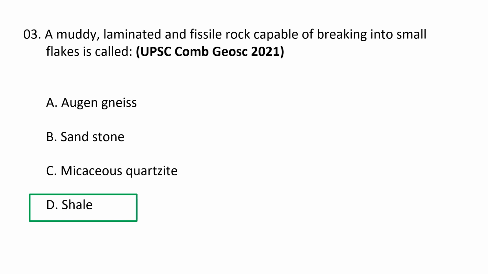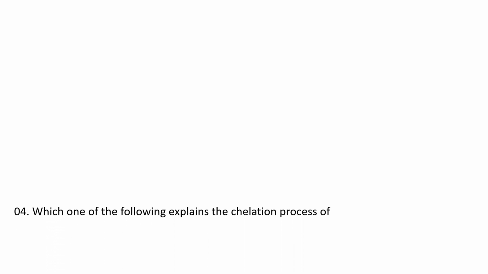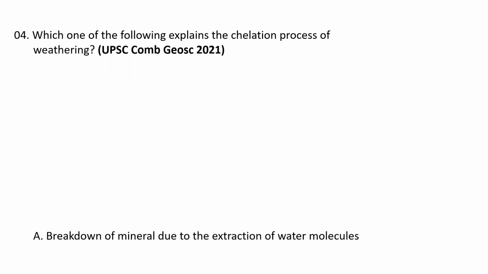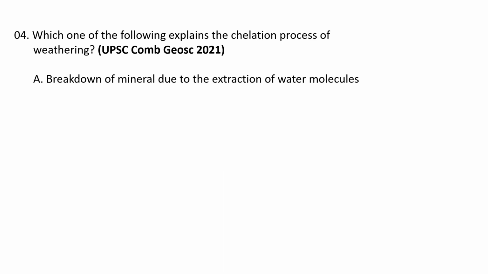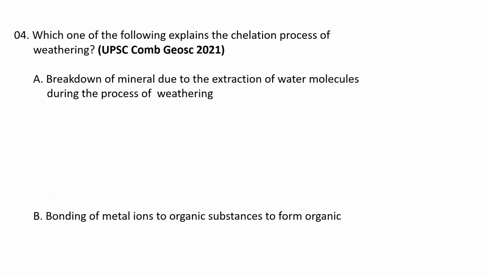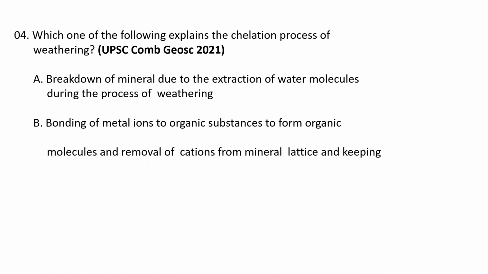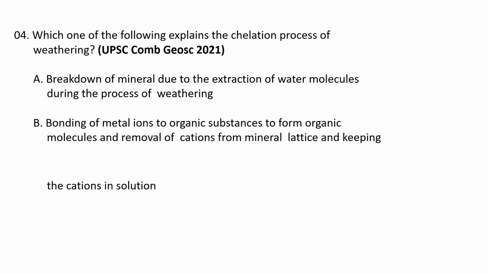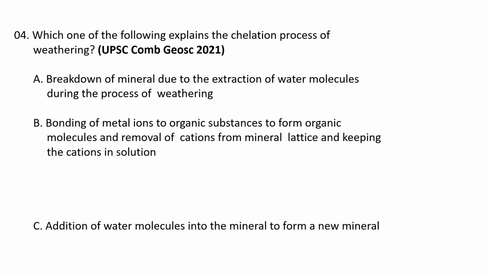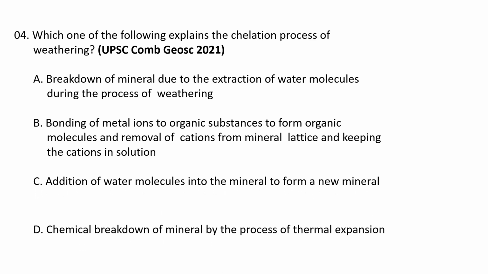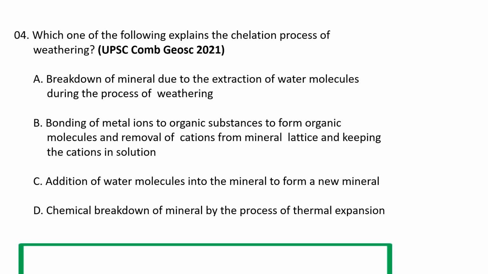Next question. Which one of the following explains the chelation process of weathering? A. Breakdown of mineral due to the extraction of water molecules during the process of weathering. B. Bonding of metal ions to organic substances to form organic molecules and removal of cations from mineral lattice and keeping the cations in solution. C. Addition of water molecules into the mineral to form a new mineral. And D. Chemical breakdown of mineral by the process of thermal expansion.